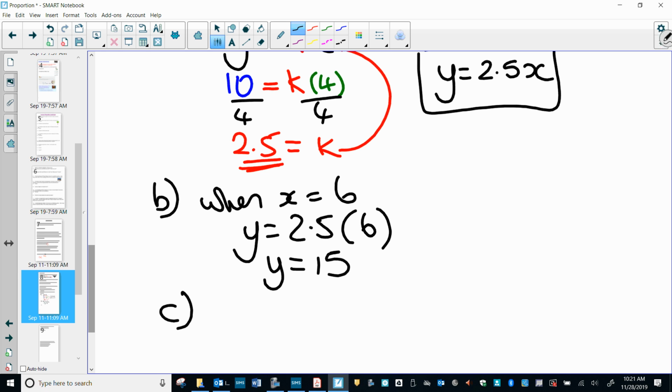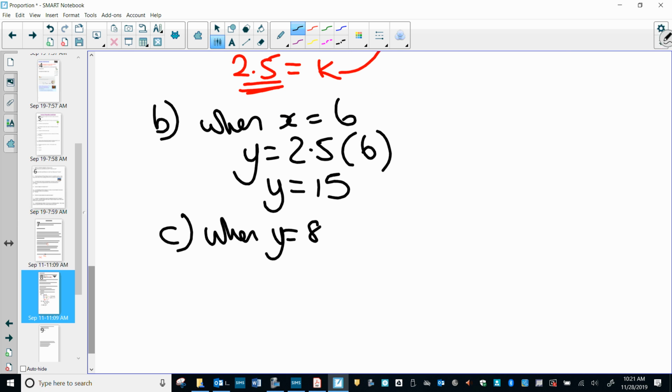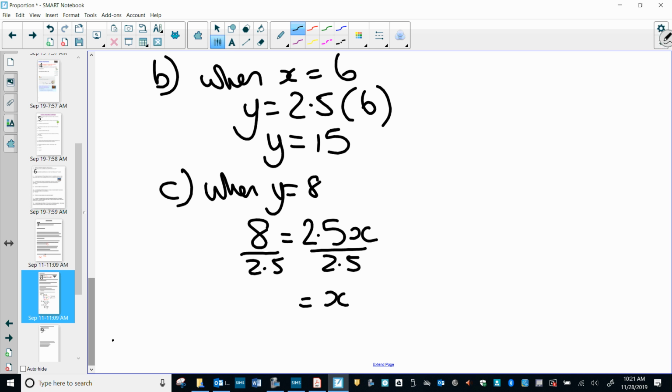Part C. They've asked us to find x when y is 8. So now we're saying that 8 is equal to 2.5x. We're only substituting in the values that they've given us. I've rearranged that to find x by dividing by 2.5. So x is, I actually don't know what that is on mine. 8 divided by 2.5. Thanks. So x is 3.2.